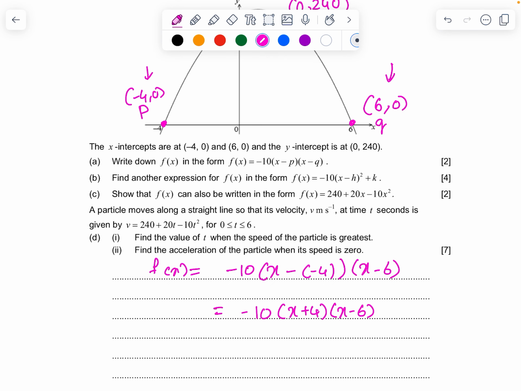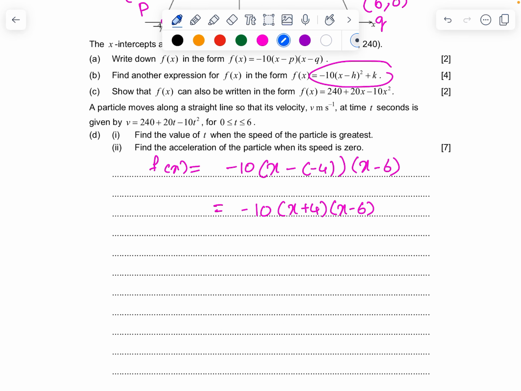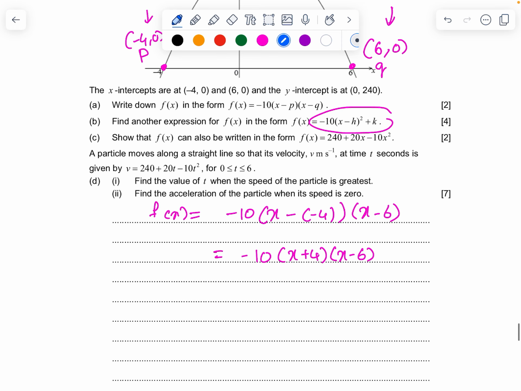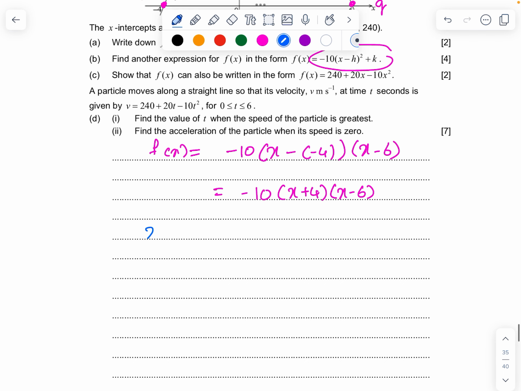Find another expression of f of x in this form. This is called the vertex form. You have to get the vertex form. So what should I do? First of all, the vertex x coordinate will be the midpoint of these two intercepts. So (-4 plus 6) upon 2, which is 2 upon 2, which is 1. So the h value is going to be 1.